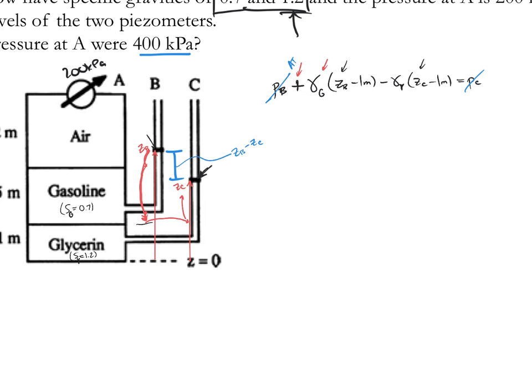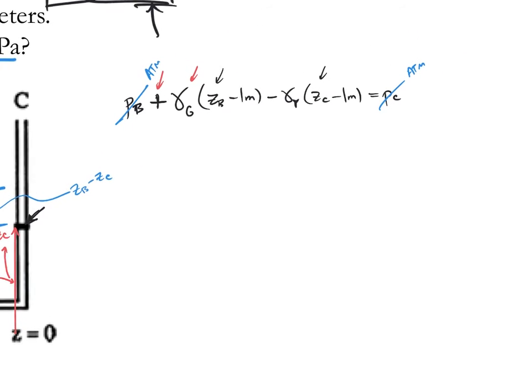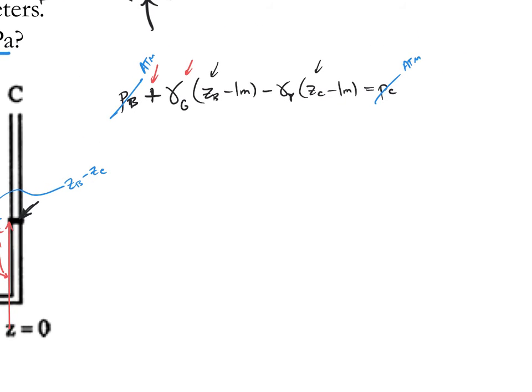Those are going to go away because they're atmospheric. Okay, I'm going to zoom in here so that we can look at it. For gamma of the gasoline, I'm going to change that to SG times the gamma of water, times ZB minus 1 meter. For gamma of the glycerin, notice I'm moving it over to the other side of the equation. I've got SG of the glycerin times the gamma of water times ZC minus 1 meter. So this is really shaping up nice for us.